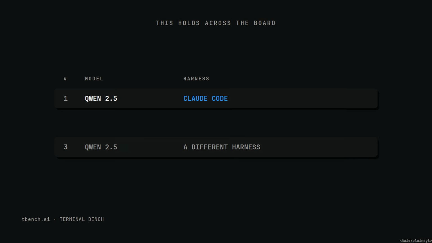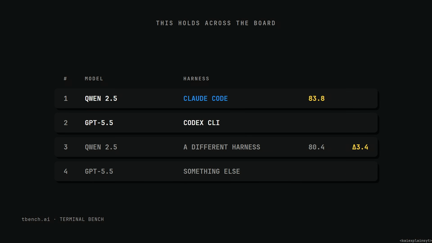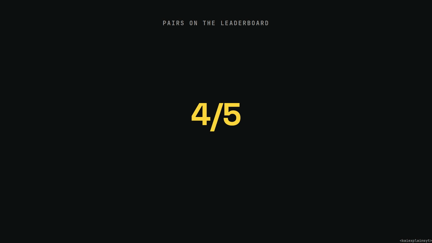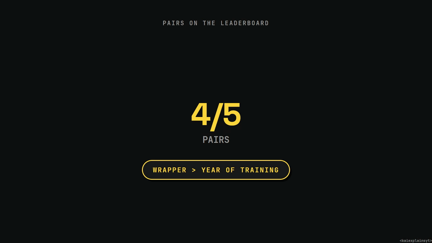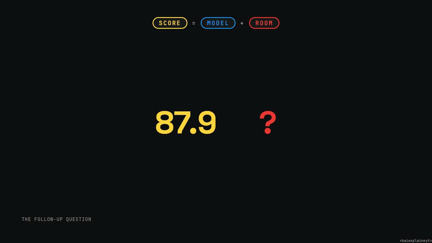Fable 5 scores 83.8 under Claude Code and 80.4 under a different harness. GPT 5.5 scores 83.1 under Codex CLI and 78.0 under something else, 5 points for the wrapper. In 4 out of 5 pairs on that leaderboard, the software with no model weights in it at all is worth more than a year of model development underneath it. So when DeepSeek says their model scores 87.9, there's an important follow-up question. Compared to what? And using whose room?